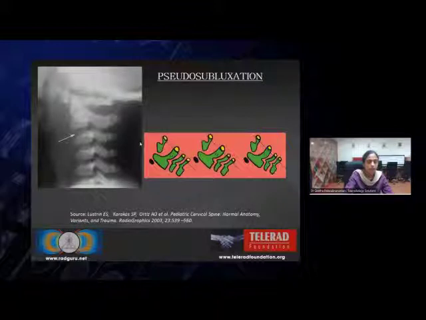This is an example of pseudo-subluxation of C2 over the C3 vertebral body, and this is the line which is drawn from the C1 to the C3 spinous process at the anterior aspect, and this line should be within 2 millimeters of the anterior aspect of the C2 spinous process.